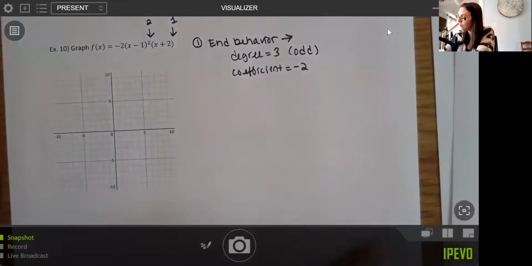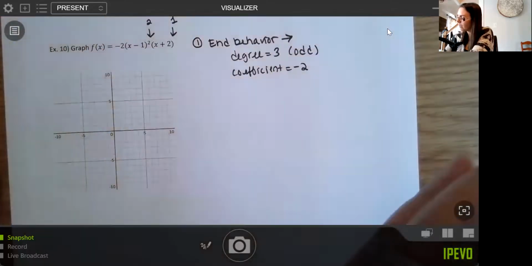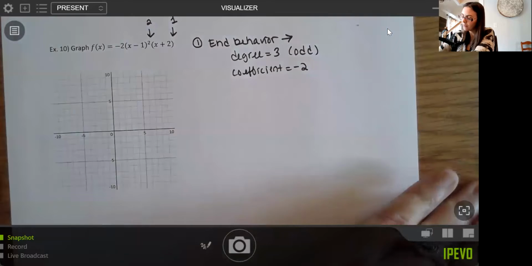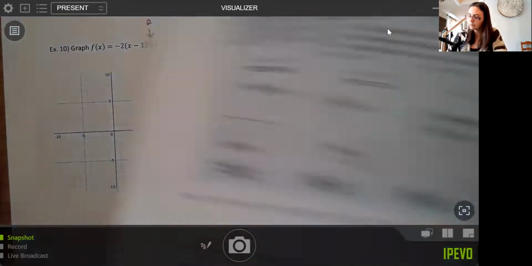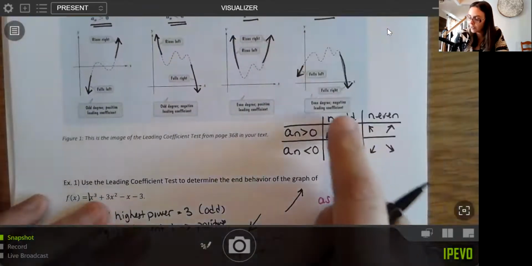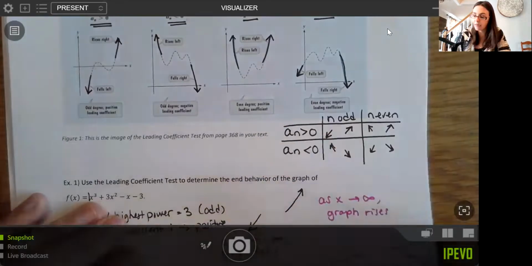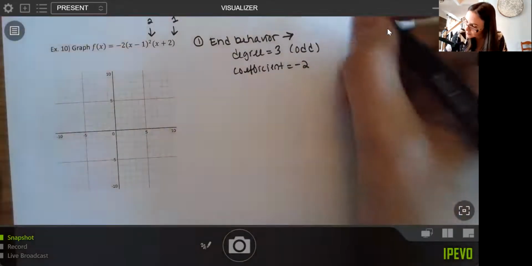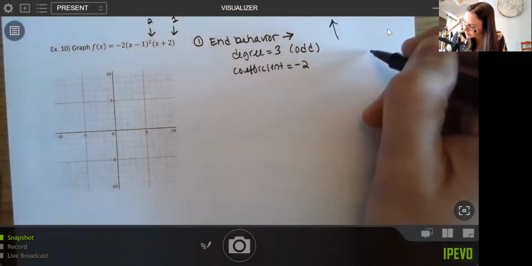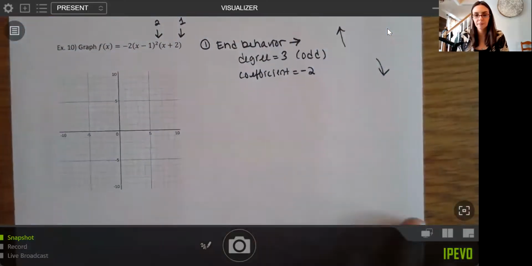And if you need to, you can go back and see that chart on the first page. So I know I have an odd degree and my leading coefficient is negative. So the left side rises and the right side falls. So this side goes up and this side goes down.